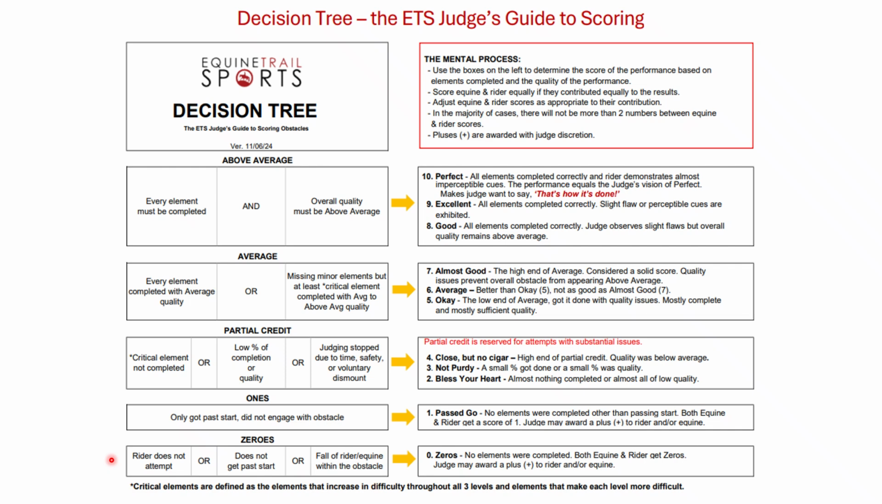The third is if there's a fall of the rider and or the equine within the obstacle start and end point. Zeros is defined as no elements were completed. Both the equine and the rider get zeros. With all 0-0 scores, please comment clearly why it is a 0-0 score on the scorecard. Judge may award a plus to the rider and or the equine for these scenarios.